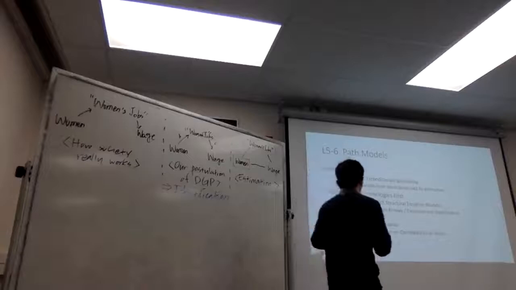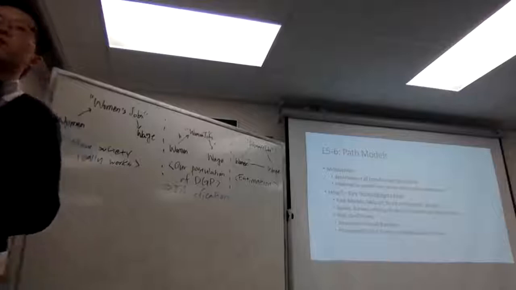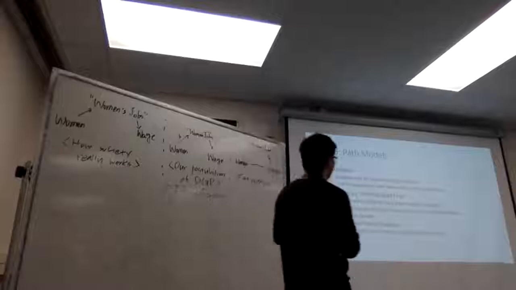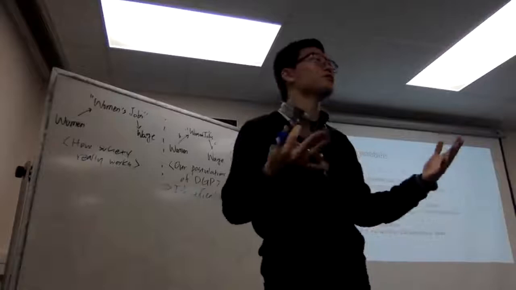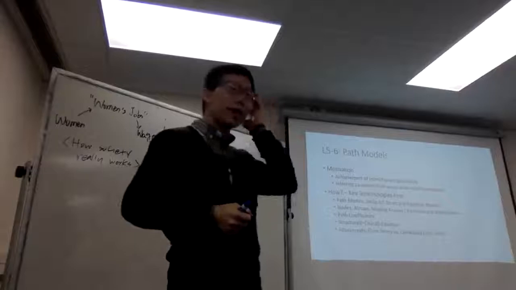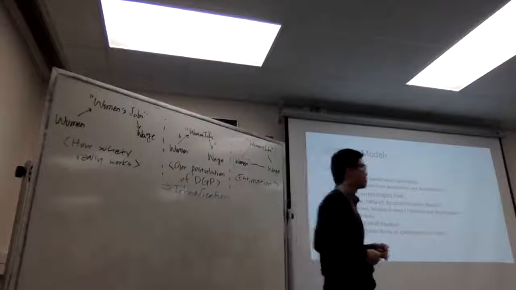And path coefficients, such as B, C, are a measure of the strength of association between two variables in path models. Okay. I think it's pretty straightforward. And then structural or causal equations, as I mentioned earlier, are the equation version of DAGs. It's a mathematical form of describing the relationships between variables. Any questions so far?